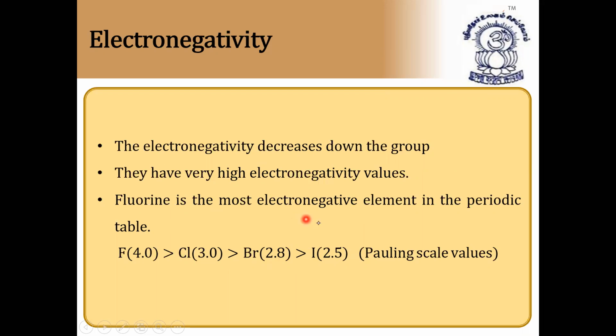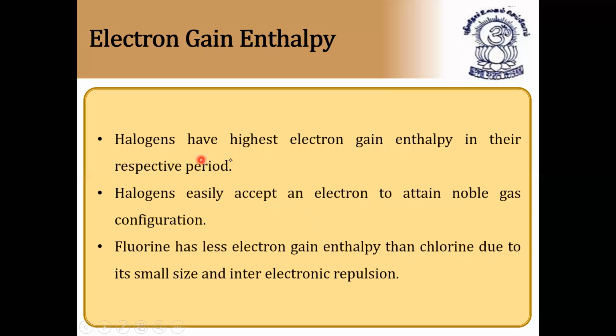I hope it is clear. So the electronegativity decreases down the group from fluorine to iodine. Next, electron gain enthalpy. Halogens have the highest electron gain enthalpy in their respective periods. Halogens easily accept an electron to attain noble gas configuration because they are one electron short.